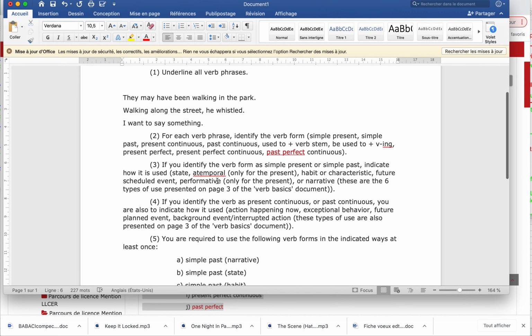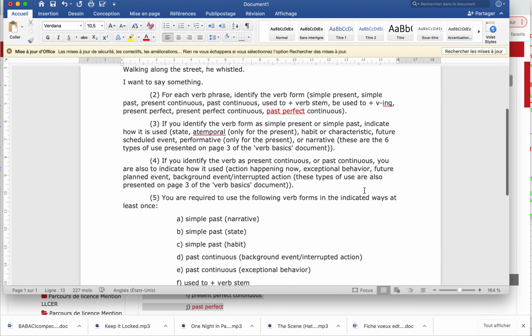And then of course there are these different ways that we use them. Some of these are pretty good. I would say beware of states. A lot of times you might not have picked up the fact that to be is always going to be a state verb. So maybe review what we said about states. But otherwise, I think that's pretty good.